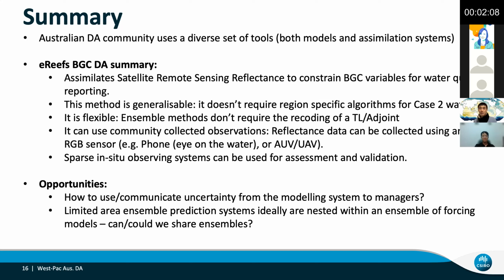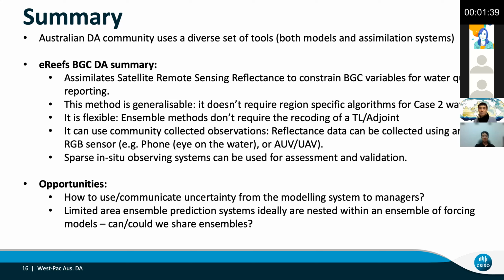There's a real opportunity here because any RGB sensor that you might have on your mobile phone can be used to derive a remote sensing reflectance using software like Eye on the Water. So there's an opportunity for these sorts of systems to stimulate citizen science activities. And we can use quite sparse in situ observing systems to then assess the model. So those are some opportunities that I thought might come out of this particular incubator.